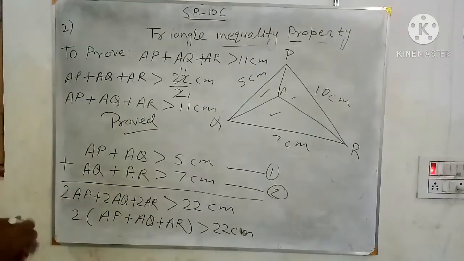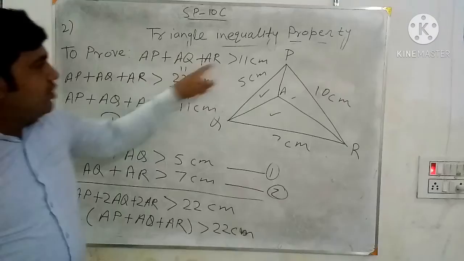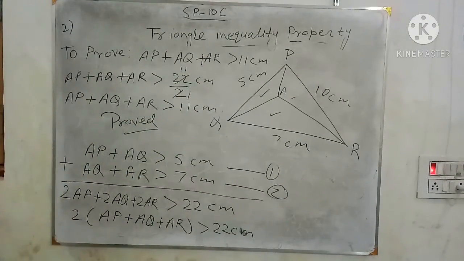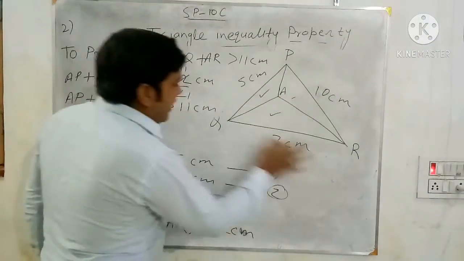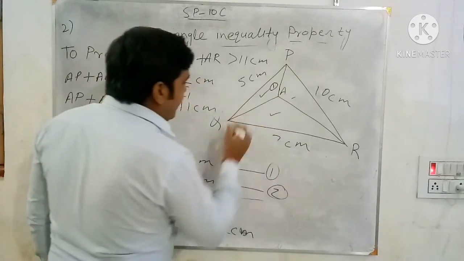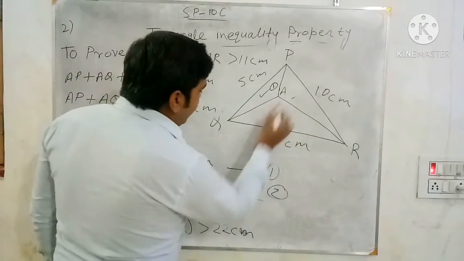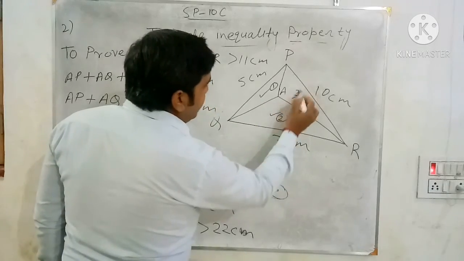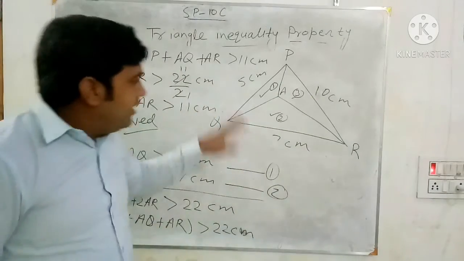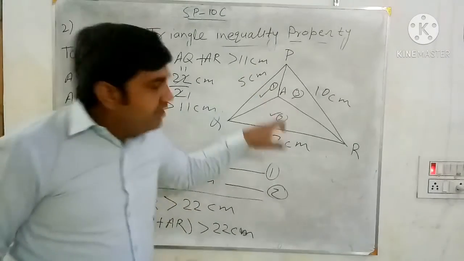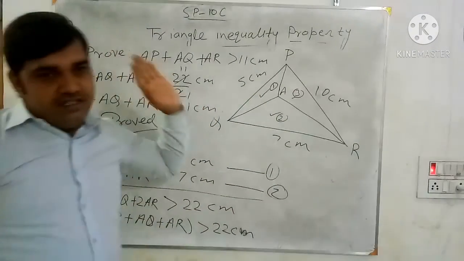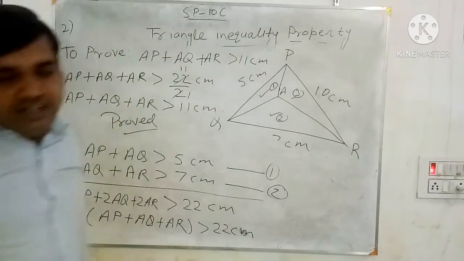See, that is what we have to prove. In this question, AP plus AQ plus AR greater than 11 centimeter, that we got here. What we have done in this question is, this triangle PQR is divided into 3 triangles: triangle number 1 APQ, triangle number 2 AQR, triangle number 3 APR. We apply the triangle inequality theorem in these 3 triangles, and after that we add these 3 equations, and after adding we get the final answer.